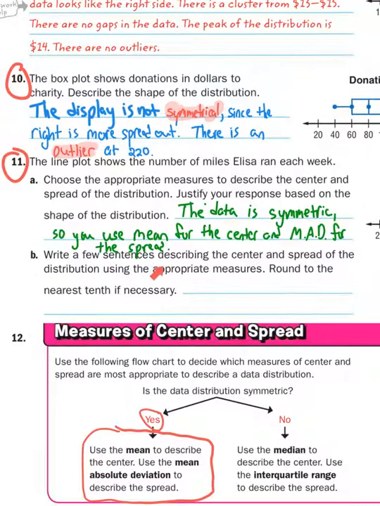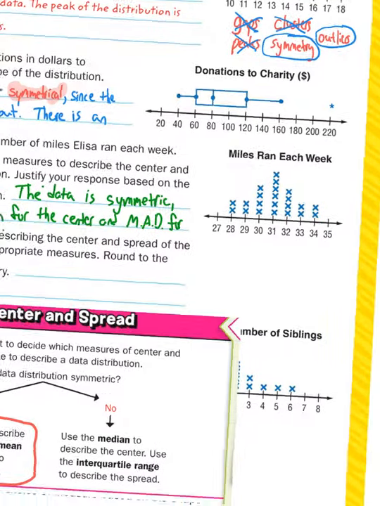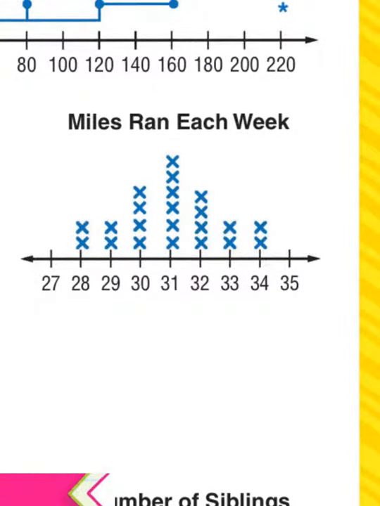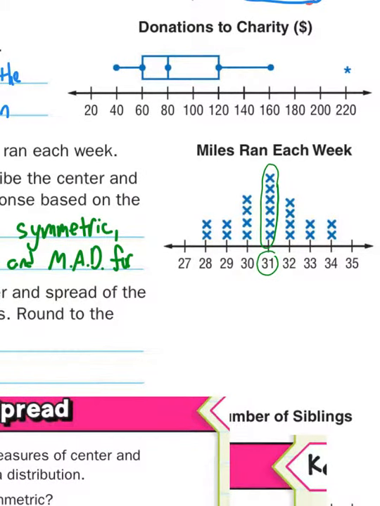Now part B says write a few sentences describing the center and spread of the distribution using the appropriate measures. Round to the nearest tenth if necessary. Now if you remember from the lesson on this, finding the mean and mean absolute deviation is not as difficult as you would think. So, for example, because the data is symmetrical, the left and the right are the same. Whenever that happens, that means the mean will happen to be the exact middle. So you don't have to add up everything and divide by how many x's there are. You know the mean will be in the middle. So I'm going to write that down here. The mean, just so I can write a sentence about it in a second, is 31.